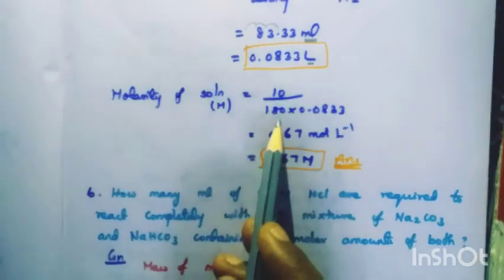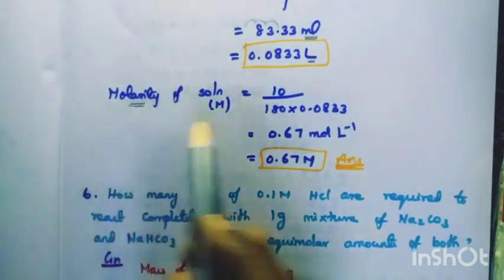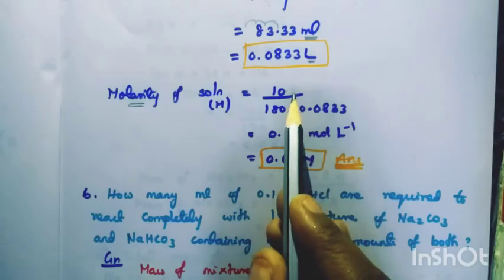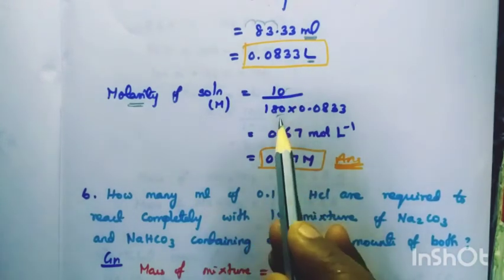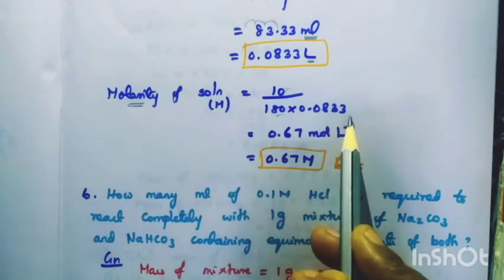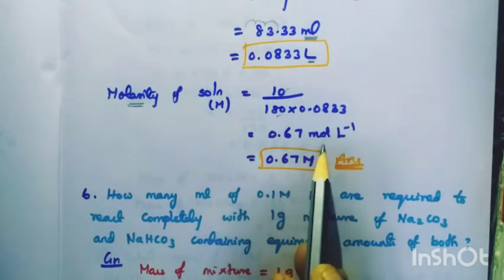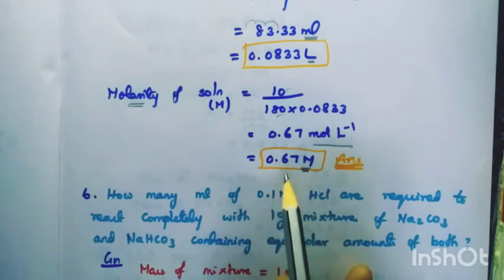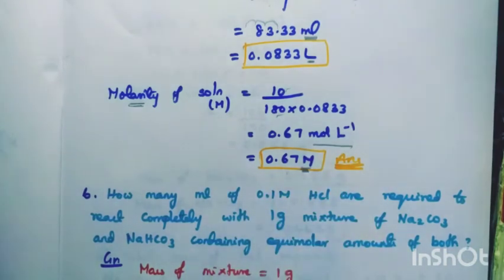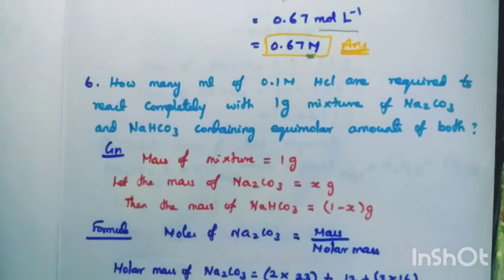You have to substitute in the molarity formula. Number of moles by volume. Instead of number of moles, we said mass by molar mass. So 10 by 180 into 0.0833. Its value is 0.67 mole per liter. Mole per liter is nothing but capital M. That is molarity, so it is 0.67. So remember that you are going to do the homework problem by calculating the molarity, molality and mole fraction, using the same formula.